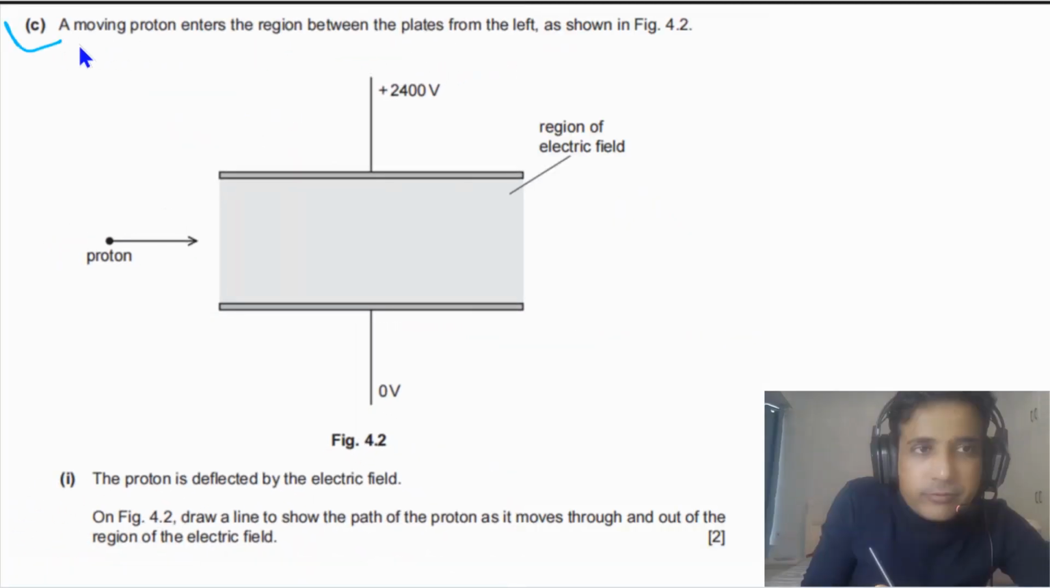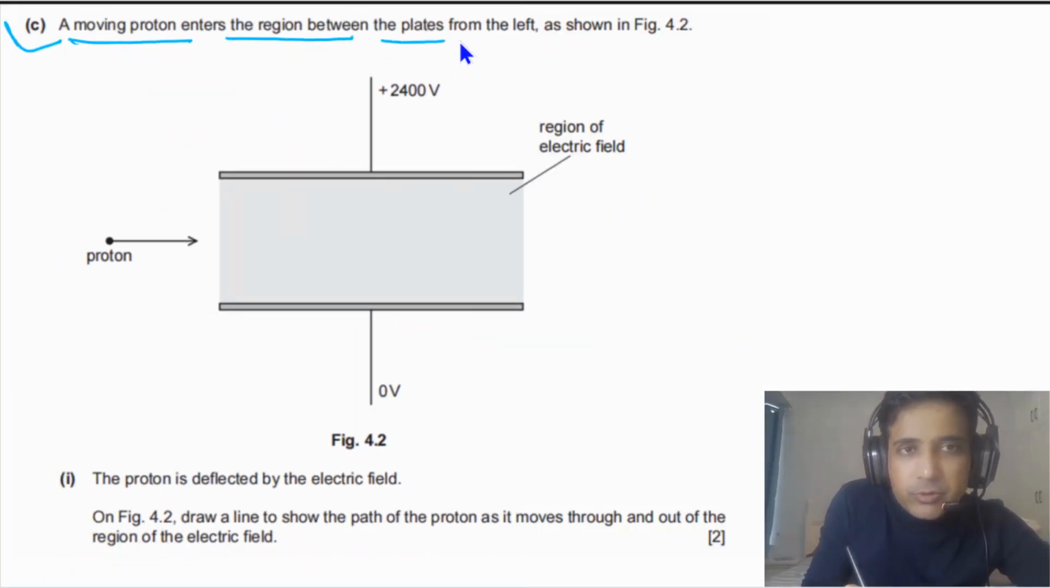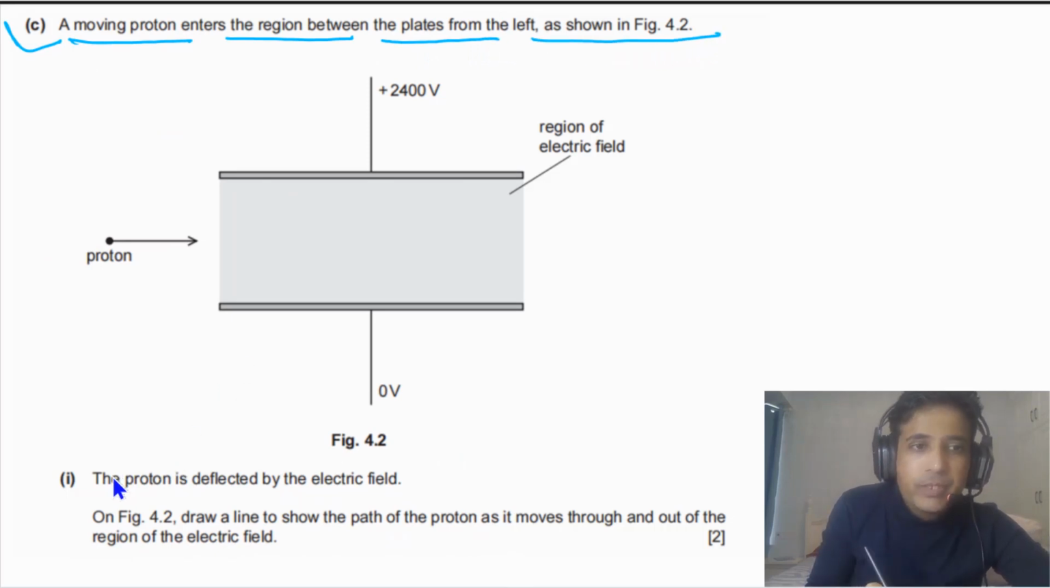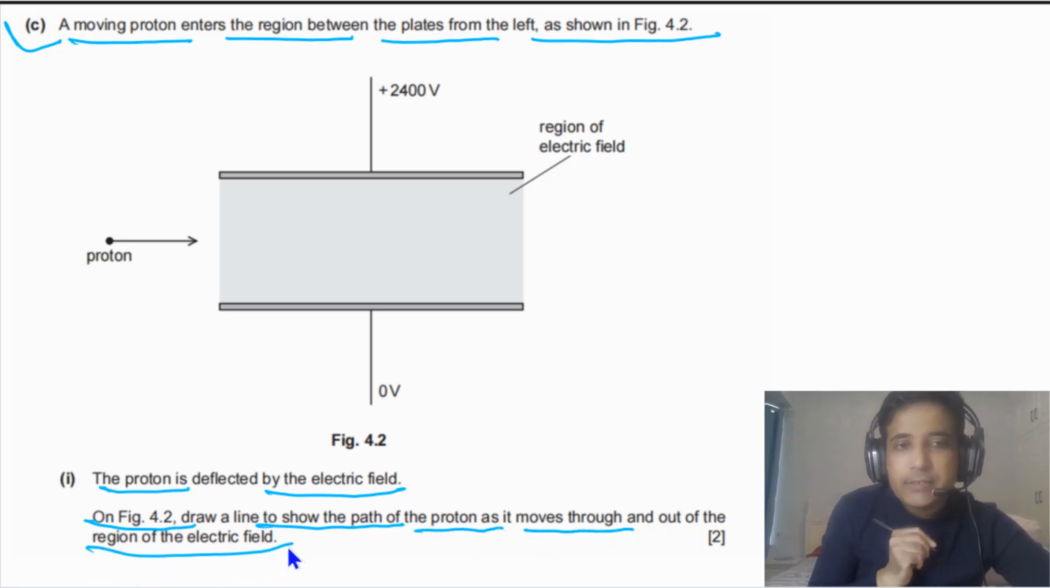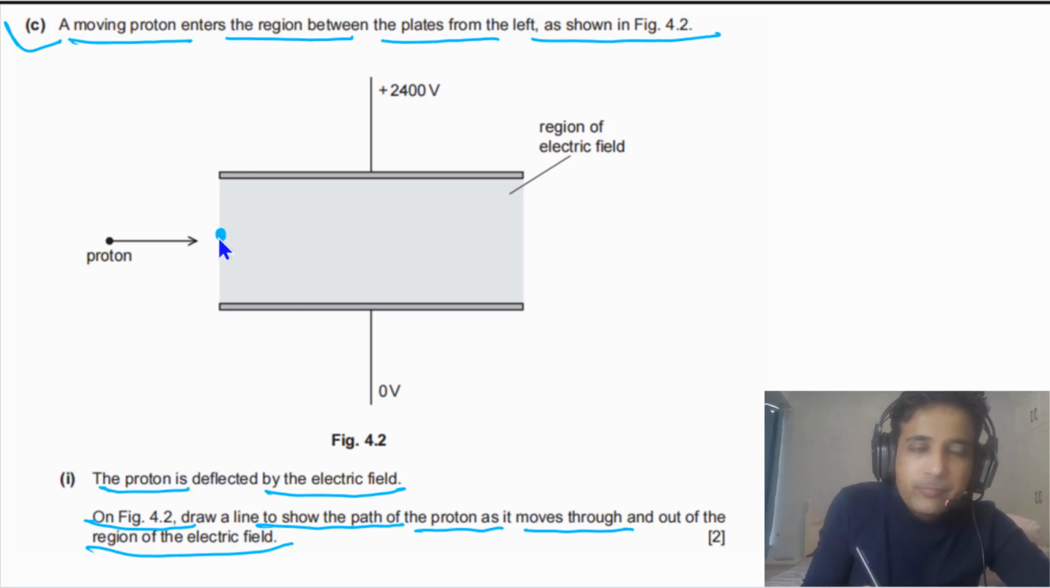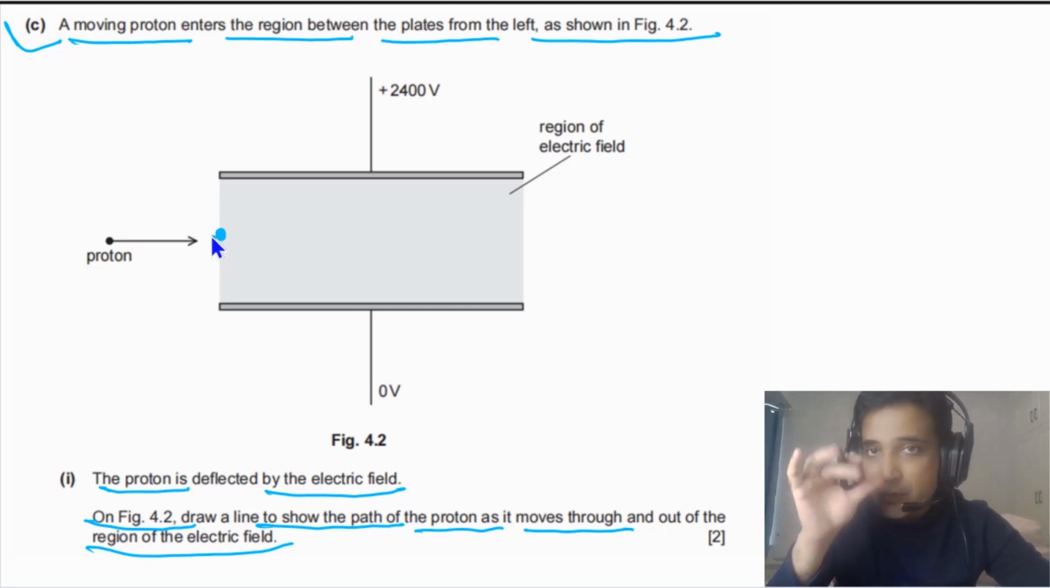For part C, it is given that a moving proton enters the region between the plates from the left, as shown in figure 4.2. For part C1, it is given that the proton is deflected by the electric field. On figure 4.2, draw a line to show the path of the proton as it moves through and out of the region of the electric field. When this proton enters the electric field, it will experience an electric force. But we will ignore the effects of gravity, because gravity is much smaller than the electric force in the electric field.